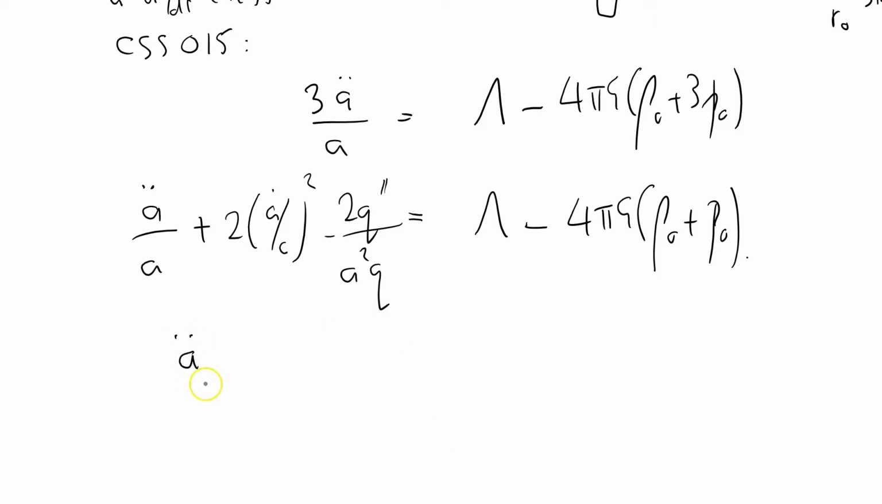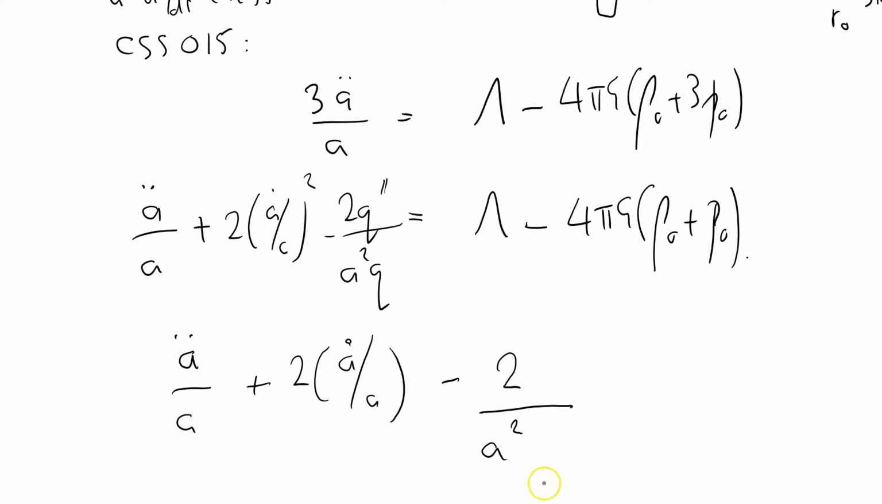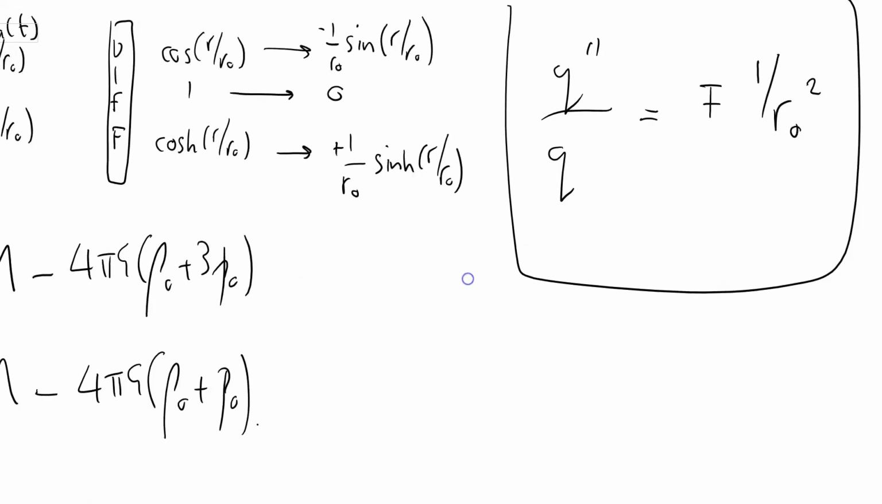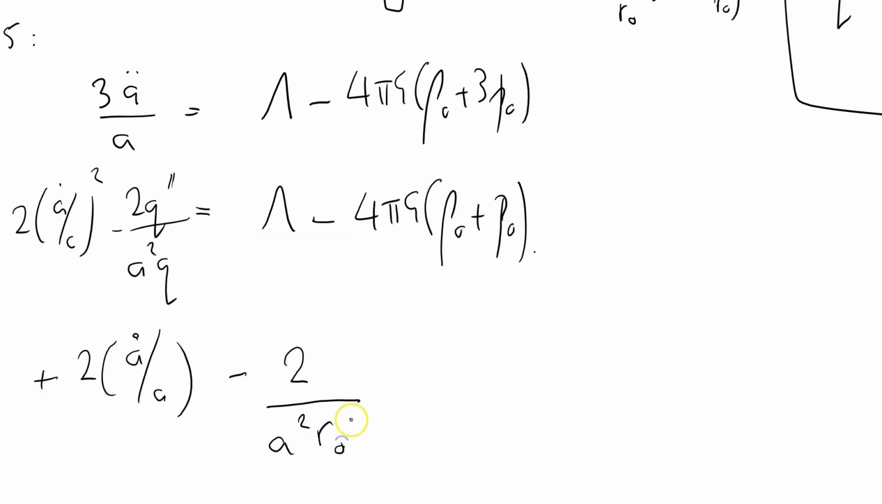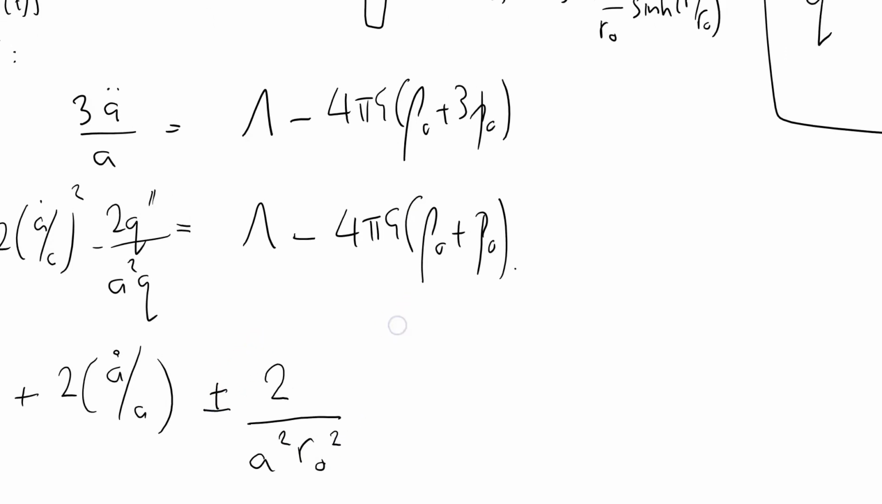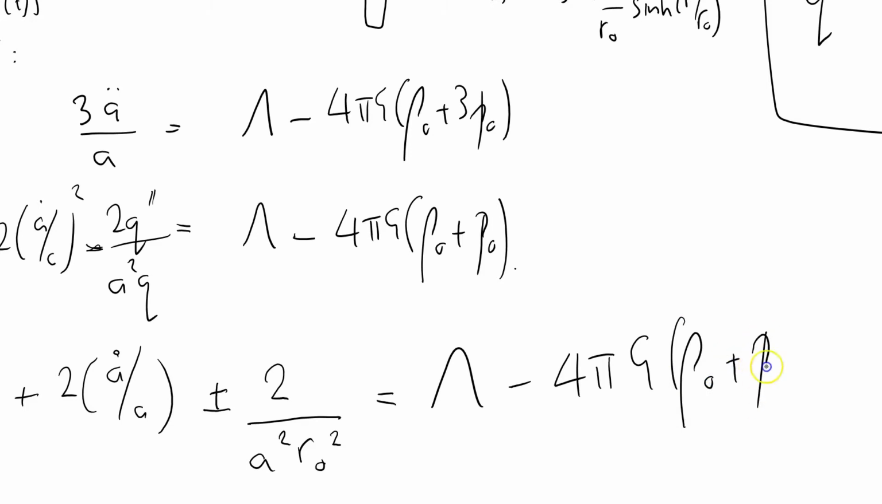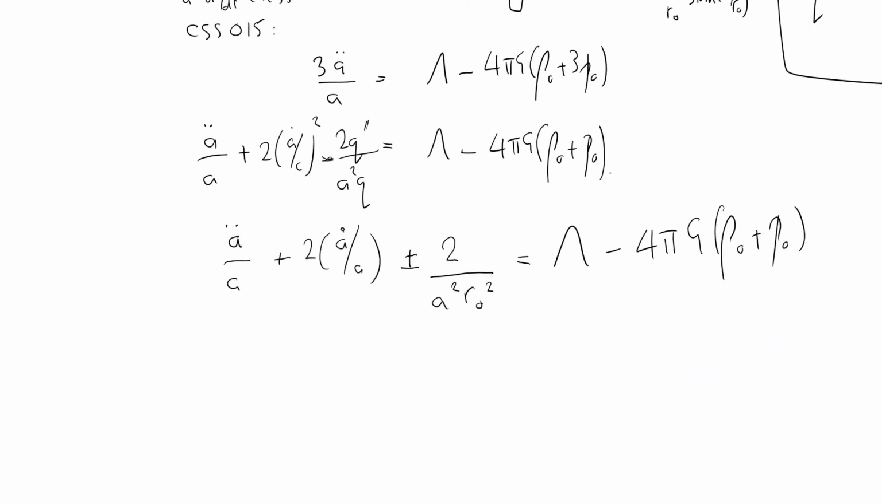So now we've got a double dot over a plus 2 a dot over a minus 2 over a squared, and it's q dash dash over q, which was 1 over r0 squared. So I can put the r0 squared there, and I should take account of the sign, plus or minus. And of course, because it's a minus sign, the plus or minus turns into a minus or plus. And what does that equal? That equals cosmological constant minus 4 pi big G rho 0 plus p0. There we go, some beautiful equations here.